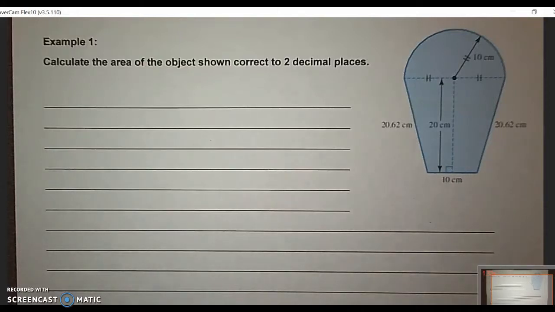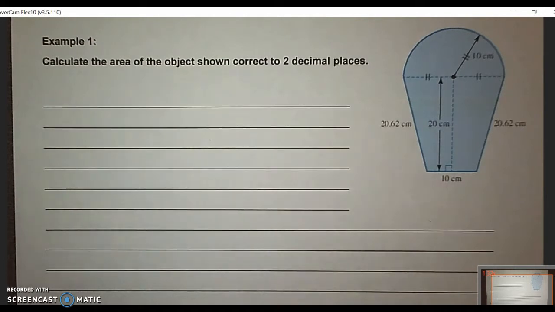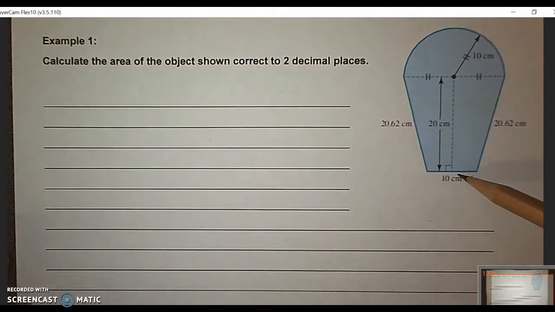Okay, so now we're going to do some examples on how to calculate the area of composite shapes. So the first thing we're going to do is look at this shape here. It says calculate the area of the object shown to 2 decimal places. So the first thing we need to do is to recognize what shapes we have.